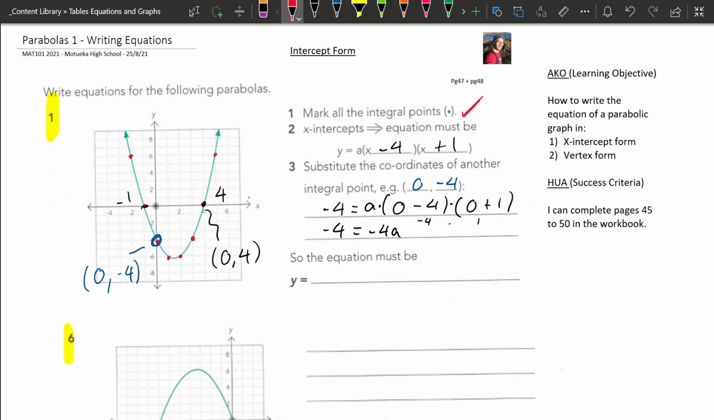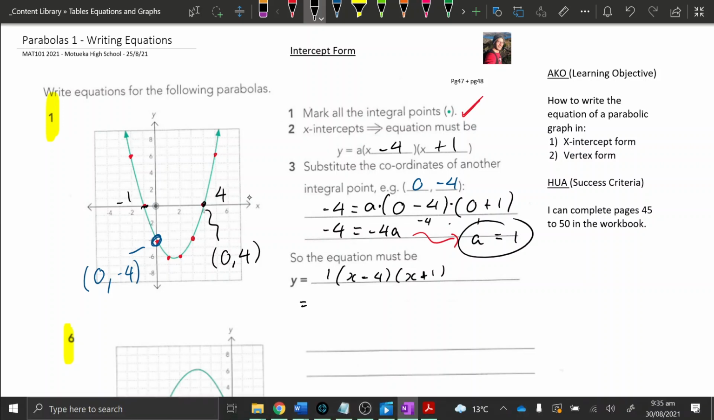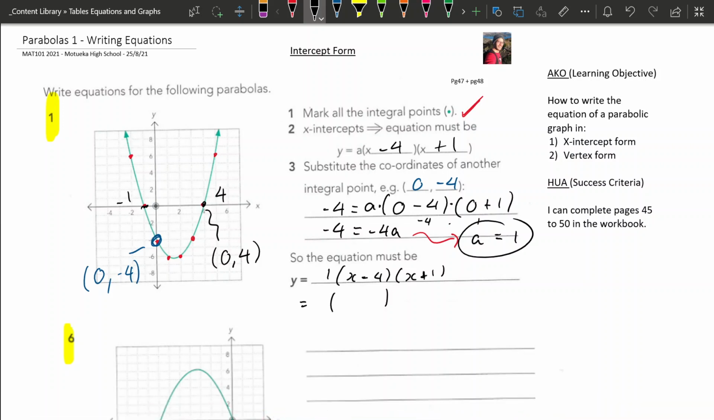Therefore, we have a equaling 1 because -4 times 1 is -4. So we can change that a there to a 1. So y equals 1(x - 4)(x + 1), and we're done. Although we actually prefer you not to put the 1 in there, so the equation's just (x - 4)(x + 1). Okay, that's question 1 done.